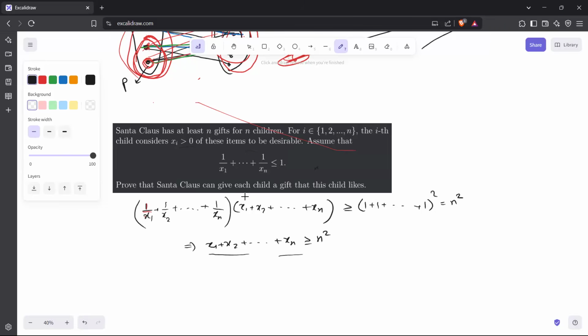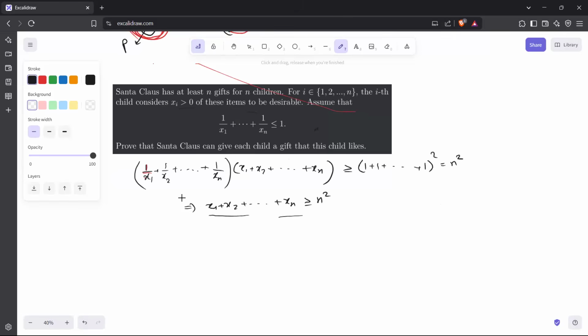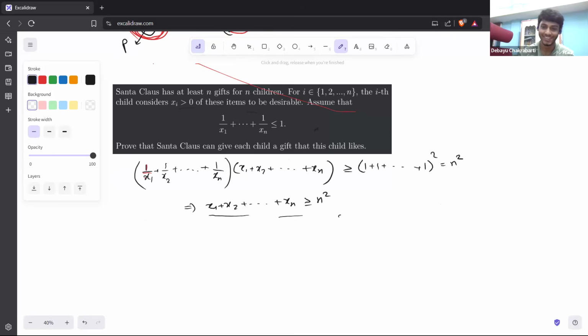Instead of 1 upon x_1 till 1 upon x_n, we could make it 1 upon x_1 till 1 upon x_i or something. Yeah, it still works. Exactly. And you can just prove that Santa Claus can give each child a gift. You want a perfect matching, so you want to show Hall's condition holds.